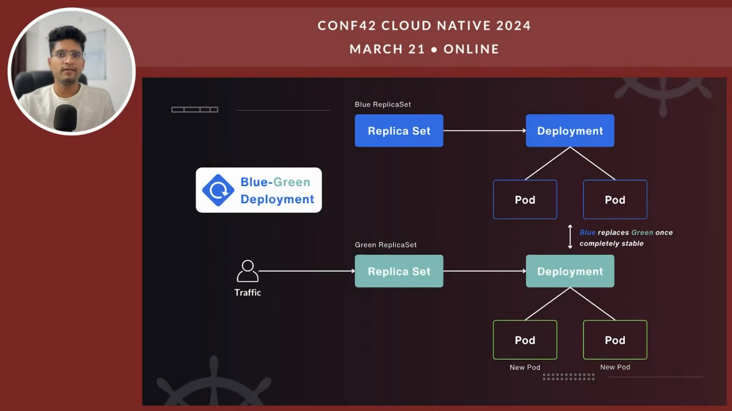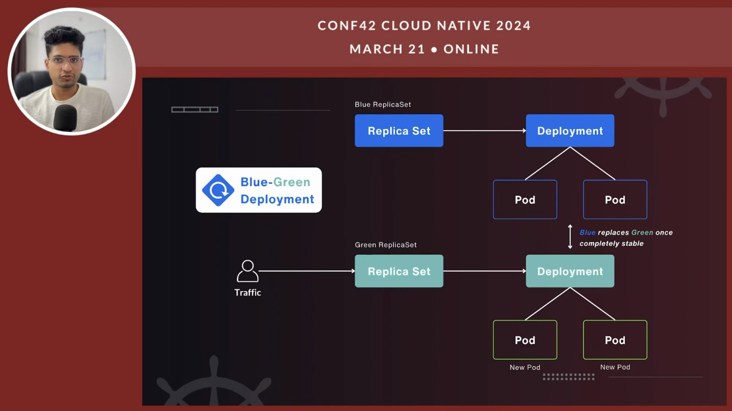Now let's take a look at the blue-green deployment strategy. Personally, this is my favorite. So in this strategy, you maintain essentially two different deployment groups. One is the green deployment and one is the blue deployment. So the green deployment is responsible for serving your real-world traffic. It is responsible for your production application. And the blue deployment is essentially a copy of the green deployment.